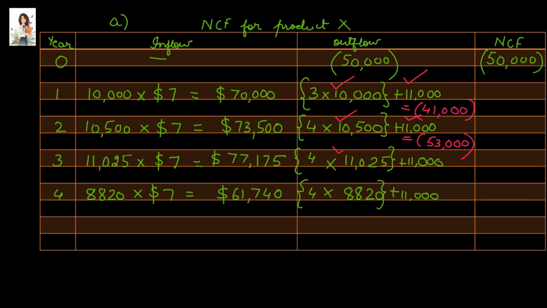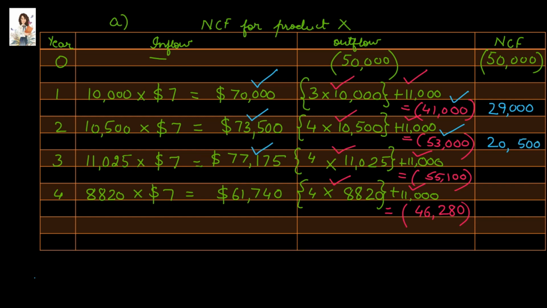For year 3, it will be 4 into 11,025 plus 11,000, that is negative 55,100. And for year 4, it will be 4 into 8,820 plus 11,000, that is negative 46,280. The net cash flow for year 1 will be 70,000 inflow minus 41,000 outflow, that is 29,000. For year 2, it will be 73,500 inflow and 53,000 outflow, that is positive 20,500.